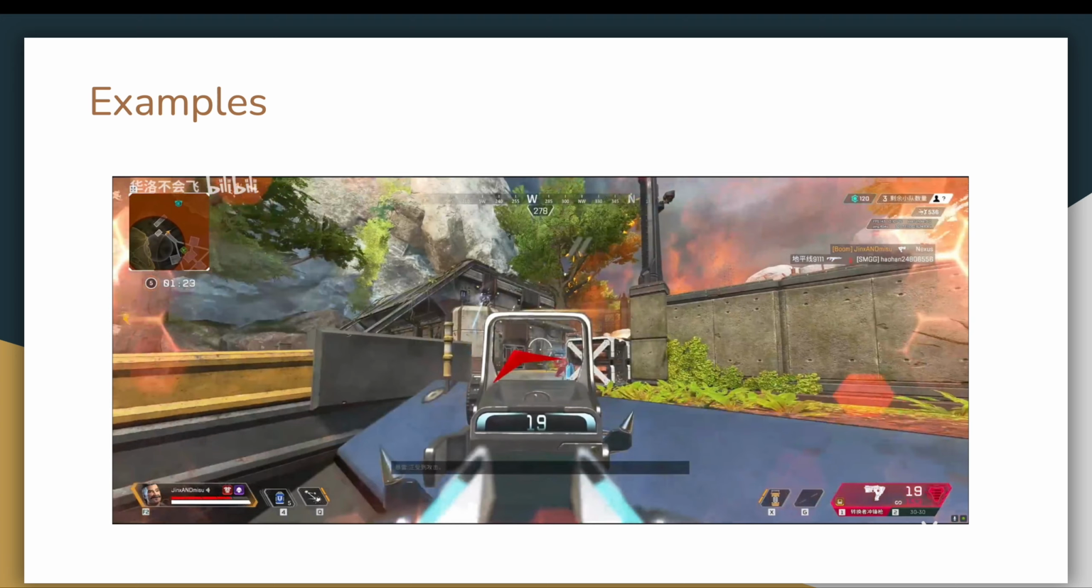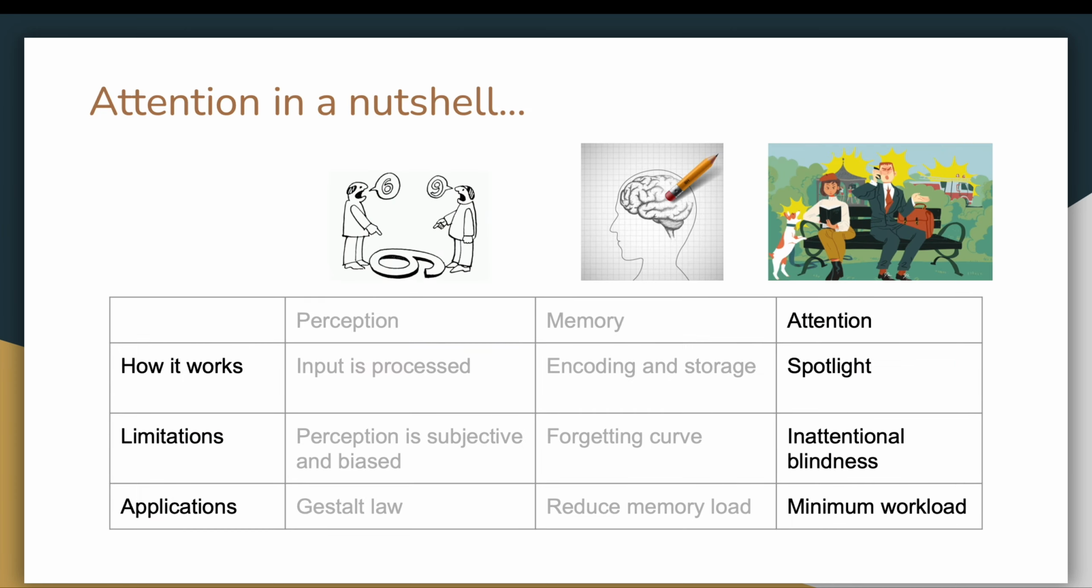Red is a good color to draw attention to critical danger scenes. Here is an example in Apex Legends. When the player takes damage from the enemies, there will be a red mark to show where the damage comes from. Based on the amount of damage, the size of the mark will also change. Therefore, players are instantly informed that they are in danger with minimum workload. So, in summary, we know attention is about a spotlight, and the limitation is inattentional blindness. To solve that problem, we may use minimum workload.